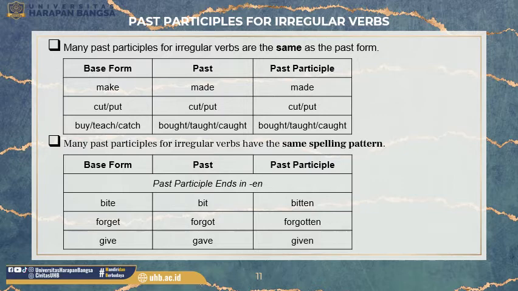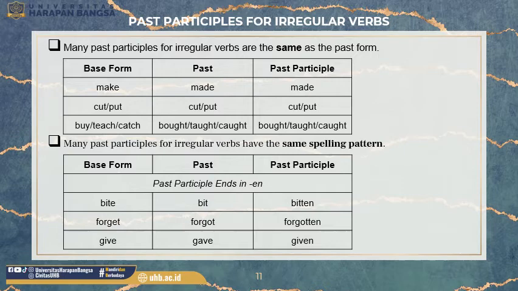Next, many past participles for irregular verbs have the same spelling pattern. Kadang kita menemui past participles pada irregular verbs yang memiliki pola ejaan yang sama. Karena itu kita bisa dengan mudah menghafalkannya ya. Misalnya, past participle ends in n. Jadi bentuk past participle yang berakhiran dengan n.